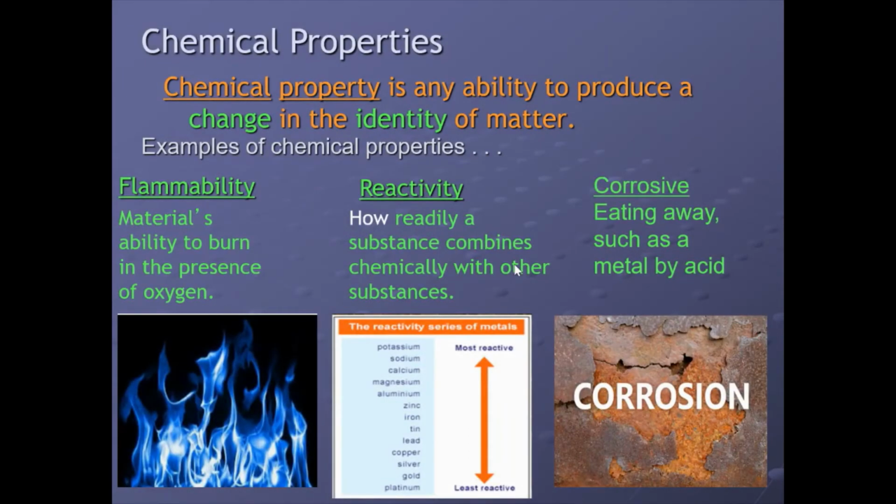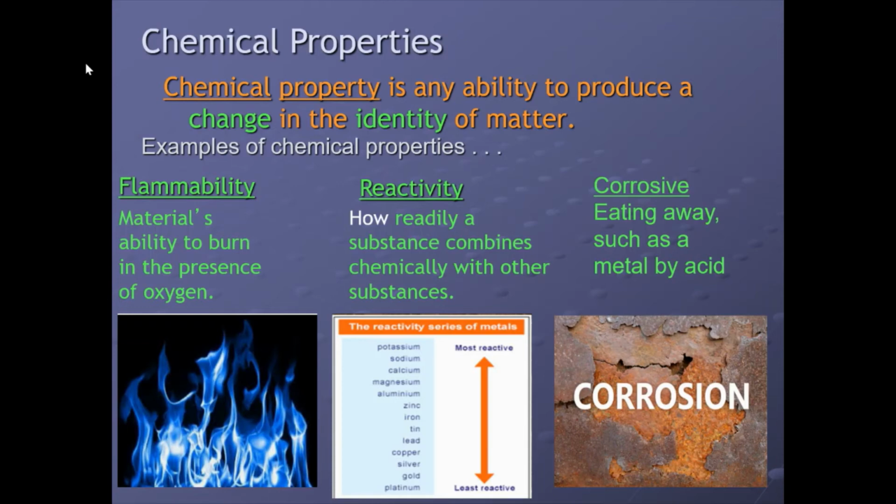Right? And so some examples of chemical properties are... and again, a chemical property is any ability to produce a change in the identity of the matter. We talked about physical properties and physical changes. Now let's talk about chemical properties. So a chemical property is any ability to produce a change in the identity of matter, right? So this is if you're going from H2O to H2O2, you're actually changing the identity of the matter. Like I said earlier, H2O is water, but when you add that extra oxygen to it, you get H2O2, that becomes hydrogen peroxide, right? So you change the whole identity of the matter.